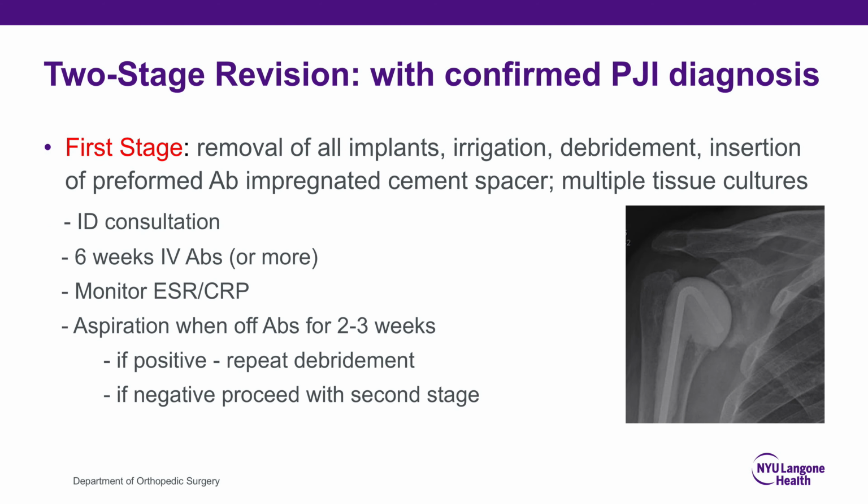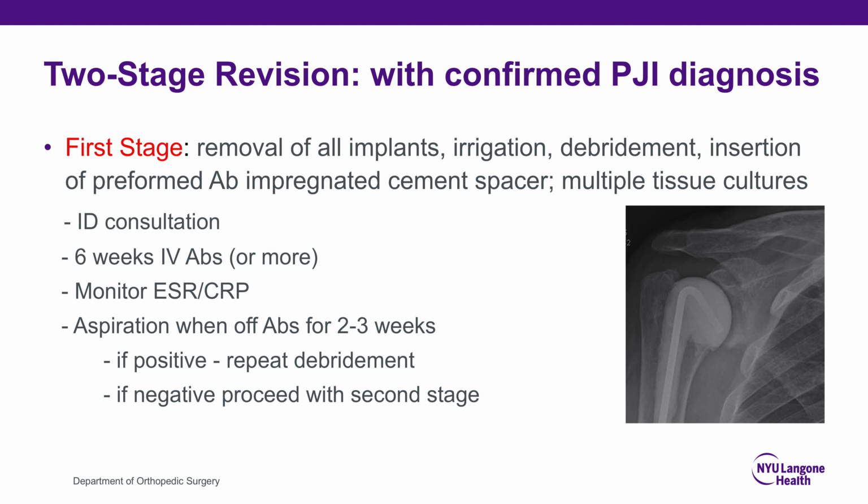So for me, this consists of a first stage. Once we have a confirmed diagnosis of a prosthetic joint infection: removal of all implants, extensive irrigation and debridement, insertion of a preformed antibiotic-impregnated cement spacer, and multiple tissue cultures at the time of the debridement. I consult with ID, frankly, because they know antibiotics far better than I will ever know them. It's usually followed by 6 weeks or more of intravenous antibiotics.